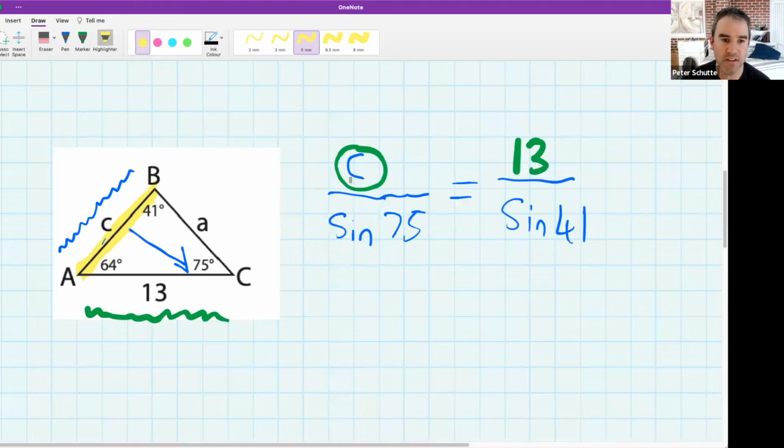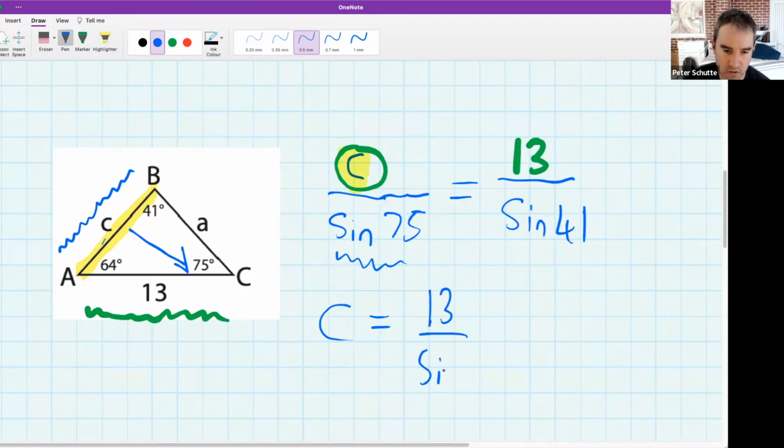And the final answer is to get C by itself. And so I need to move the sine of 75 across. Because it's a division on this side, it will become a multiplication on the other side. And we're going to get 13 over the sine of 41 was already there, but it's just going to be times the sine of 75.